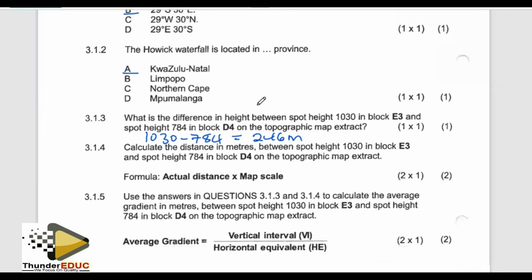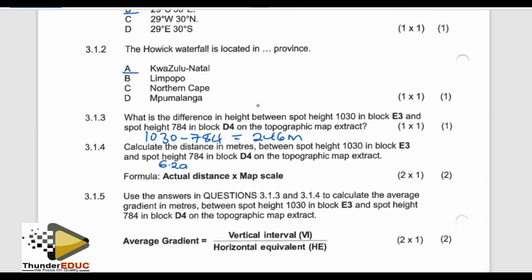What do we do? We need to convert it to meters according to the scale, which will be 1:50 000 since we are using a topographic map, so 500 meters per centimeter. So 6.2 times 500 gives us 3,100 meters. Okay.